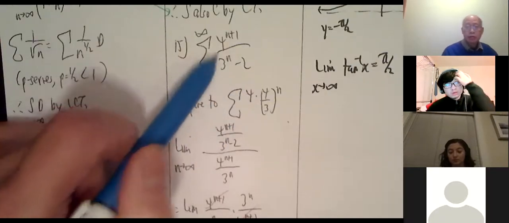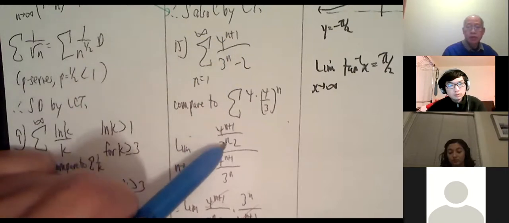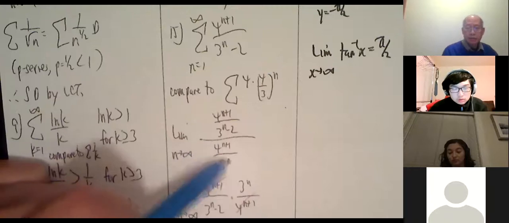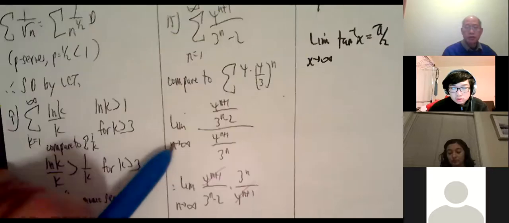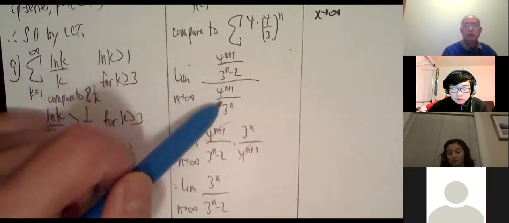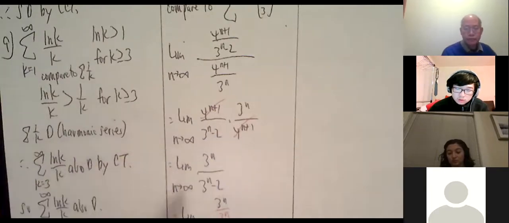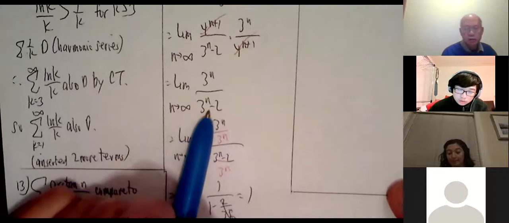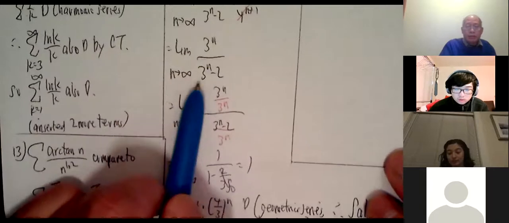So take the ratio. This is the original a sub n, 4 to the n plus 1 over 3 to the n minus 2. This is the same thing, except forget the minus 2: 4 to the n plus 1 over 3 to the n. Limit as n approaches infinity. If you divide by a fraction, you multiply by the reciprocal. So leave that alone, times the flip. These cancel out: 3 to the n over 3 to the n minus 2. And again, you can do L'Hopital's rule, or this time I divide top and bottom by 3 to the n.